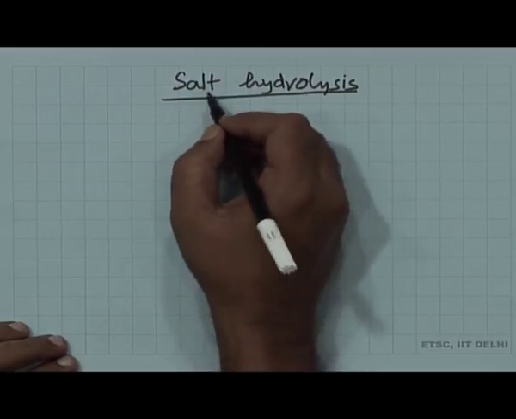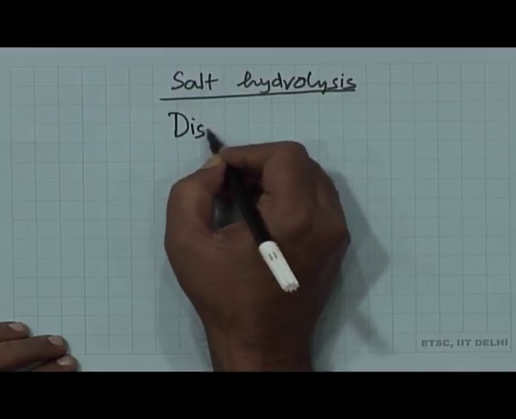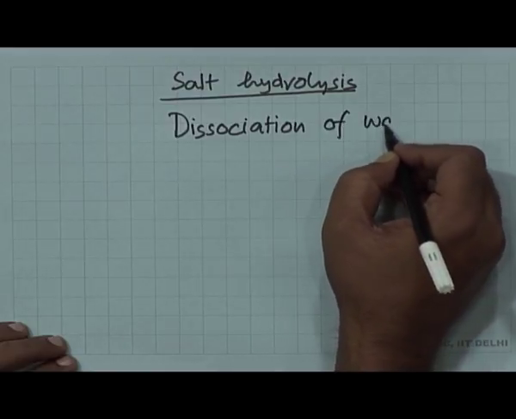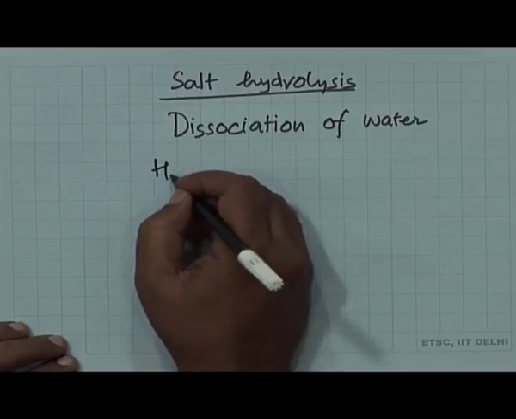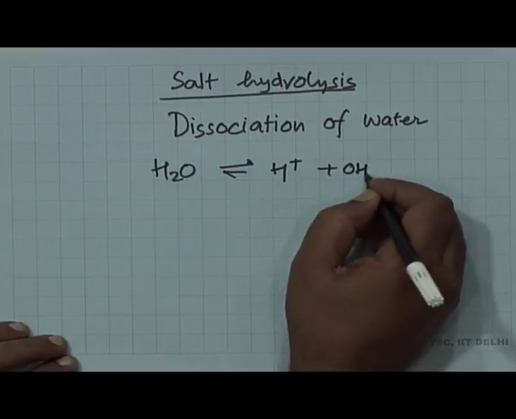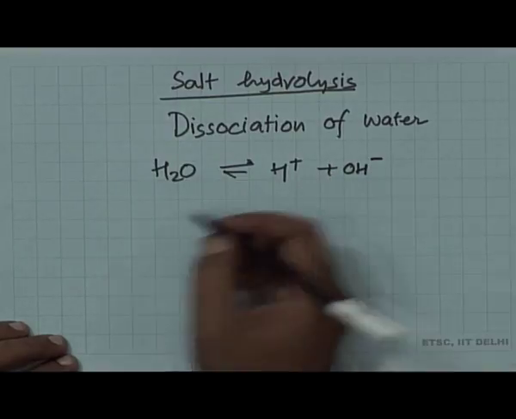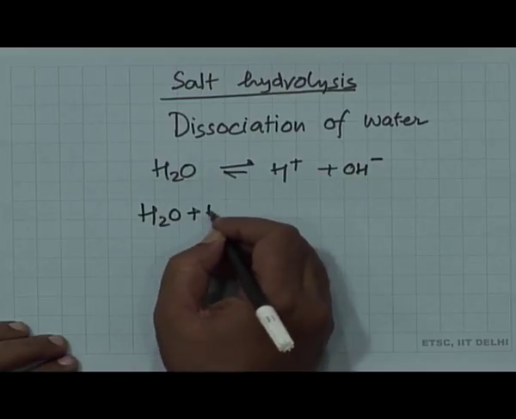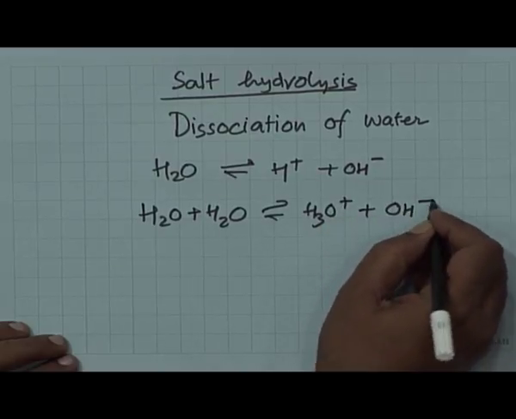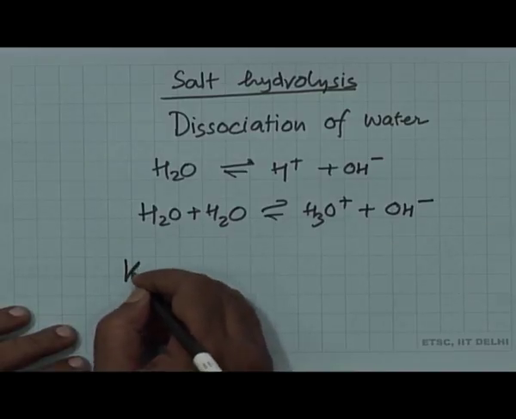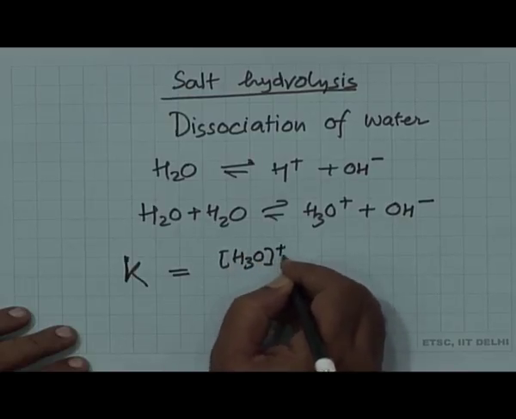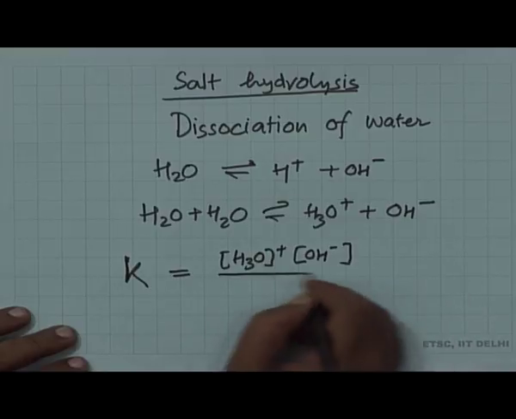Before that, let us discuss the dissociation of water. Water is also a weak electrolyte, and it gives you H+ and OH- ions in the solution. You can also write H2O + H2O giving H3O+ and OH- ions. Applying the equilibrium concept, K is equal to [H3O+][OH-] divided by [H2O]^2.